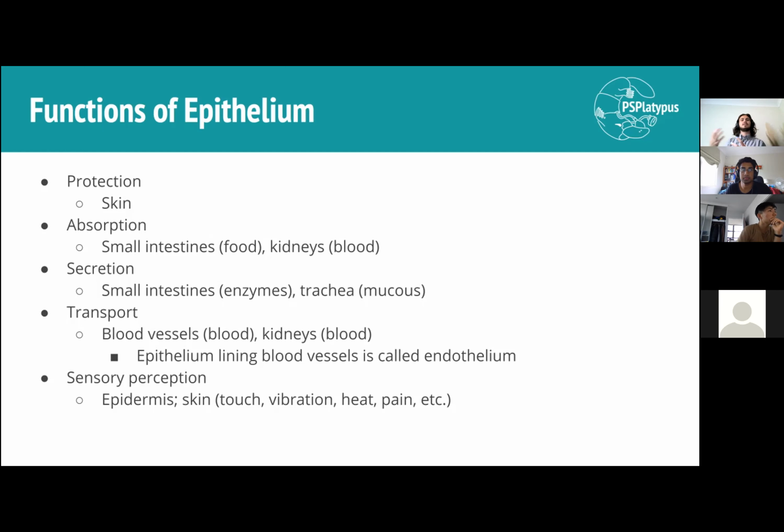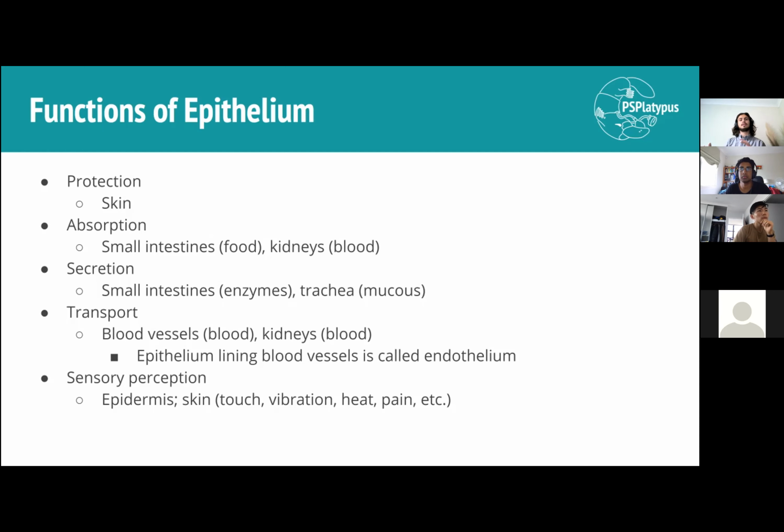Epithelium also functions to secrete things in other parts of the body. So in the small intestines, it secretes enzymes. In the trachea, it secretes mucus. It also performs transport. So it lines vessels that can transport things. And specifically, the epithelium that lines blood vessels, that's called endothelium. It has a special name.